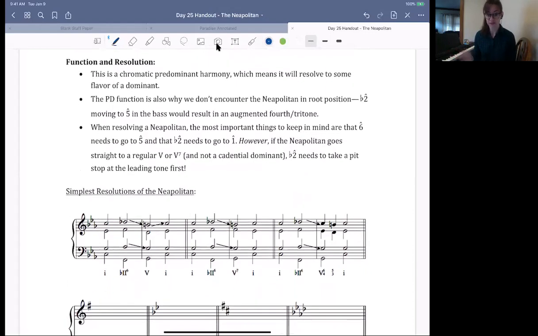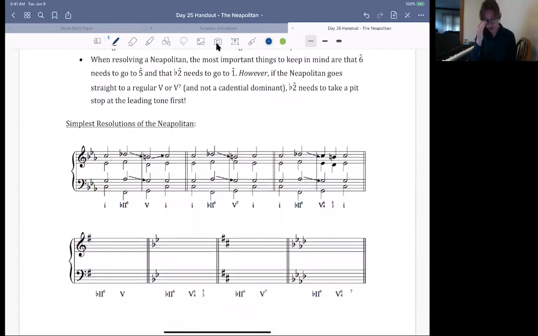Okay, function and resolution. We already talked about a lot of this. Chromatic predominant. It's going to go to some flavor of a dominant. We saw in the Schubert two times it went just straight to 5. And then the third time, in the middle in the B section, it took a slight detour and went to a 7-7 to 5 first. And we'll talk about that in depth in Wednesday's class. Okay.